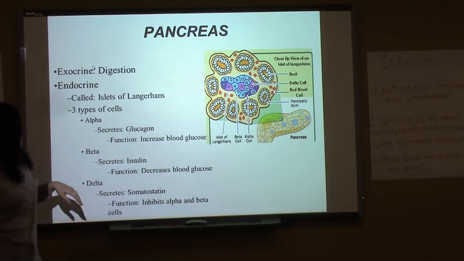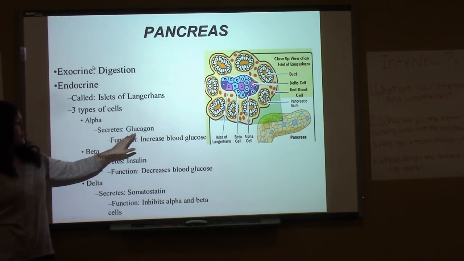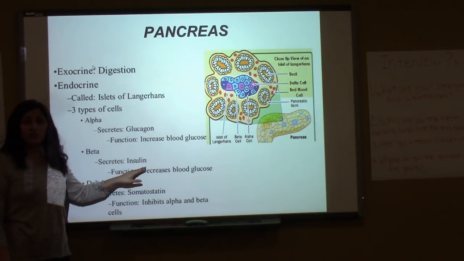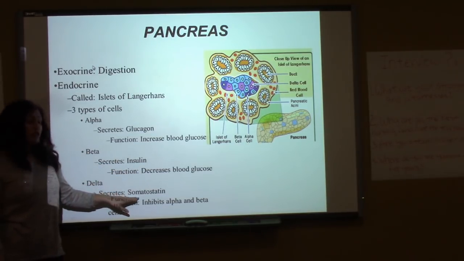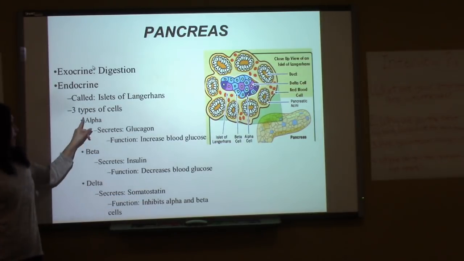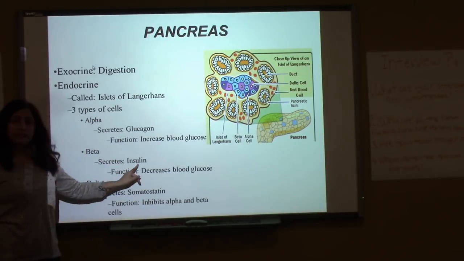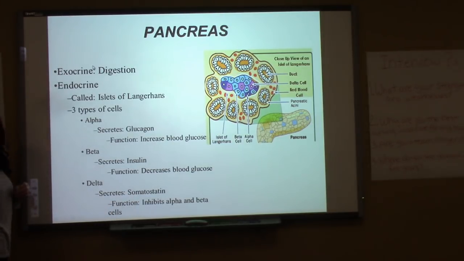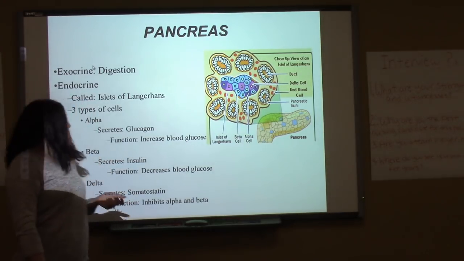Now, the alpha cell secretes a hormone called glucagon. Beta cell secretes a hormone called insulin. Delta cell secretes a hormone called somatostatin. So alpha is glucagon, beta is insulin, delta is somatostatin. Okay? What is the function of each of these hormones?